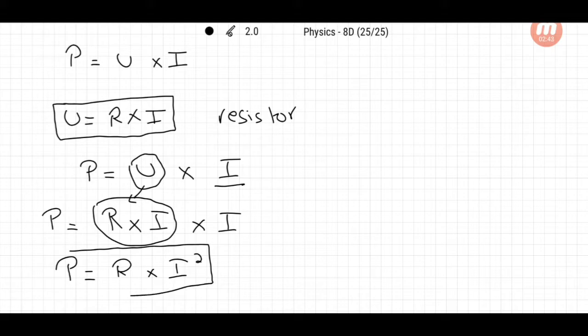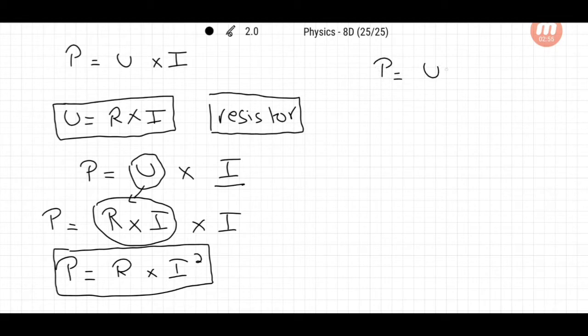So this is another formula that I can use to find the power consumed by a resistor. So now I have P equals U times I, and for a resistor I can use P equals R times I squared. I can use any of these. I can still use one more formula.